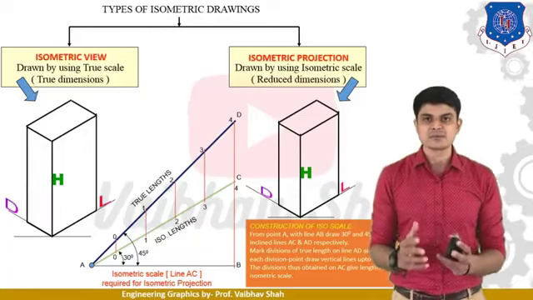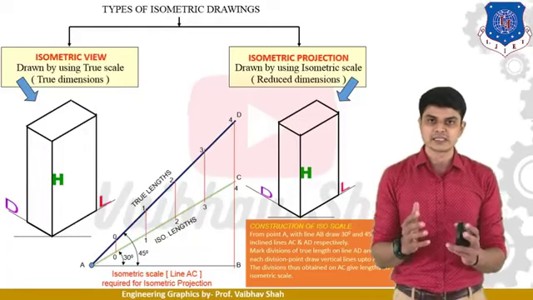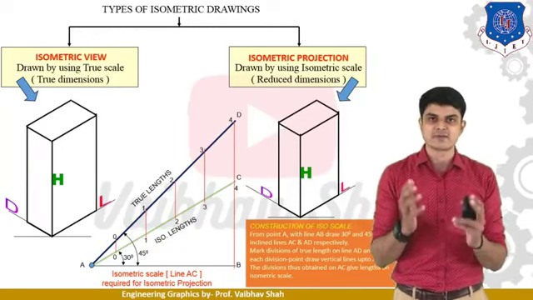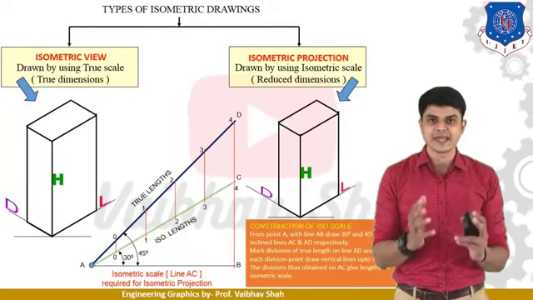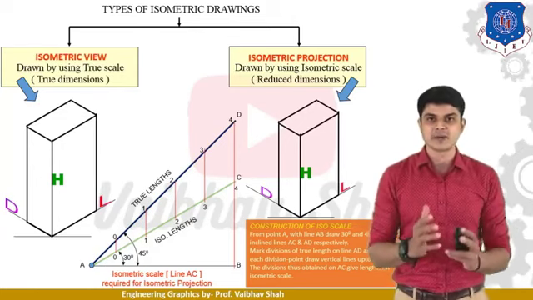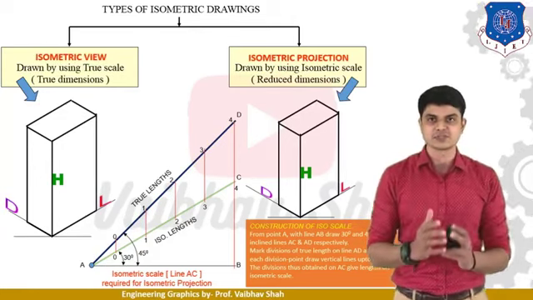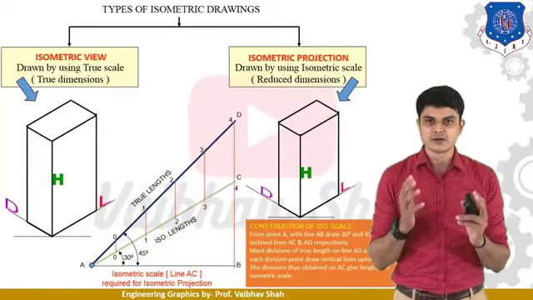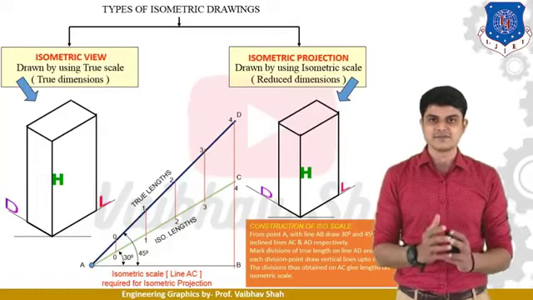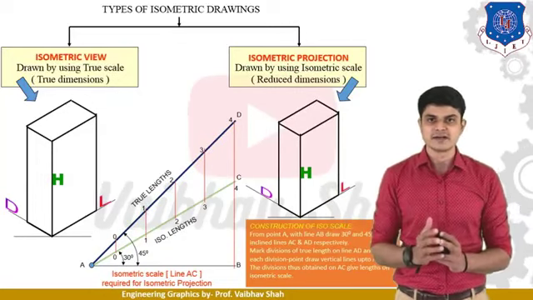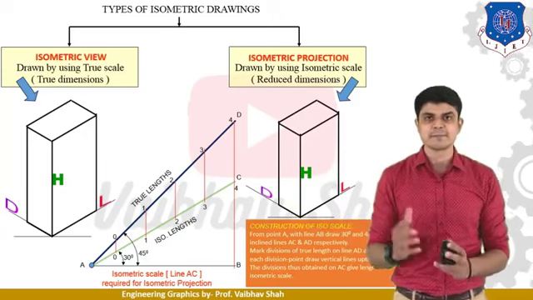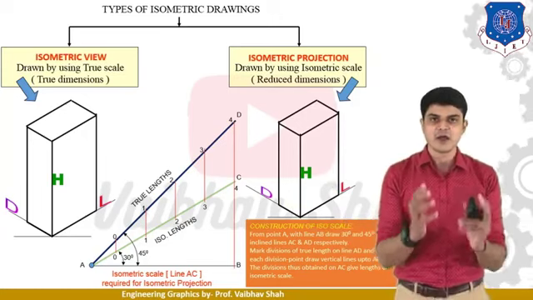Now secondly, isometric projection. You are actually taking the projection of that particular object, so its dimensions get reduced while drawing onto your drawing sheet. That's why this kind of drawing is known as isometric projection. Here your dimensions are drawn with the help of the isometric scale, which we are going to generate next, but the dimensions would be reduced as compared to the real dimensions of the object.